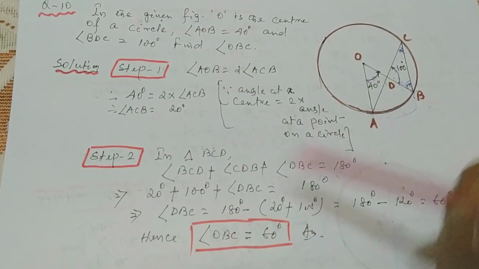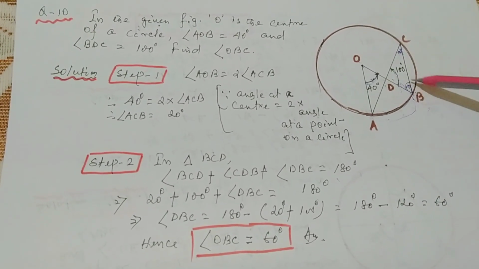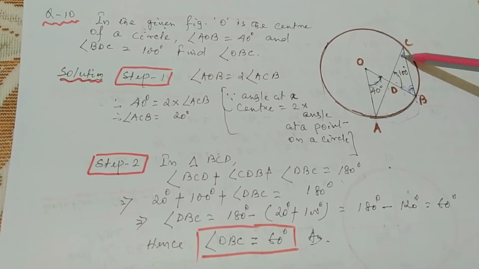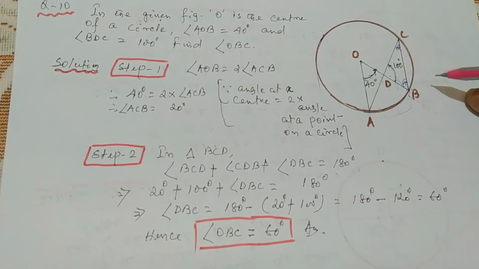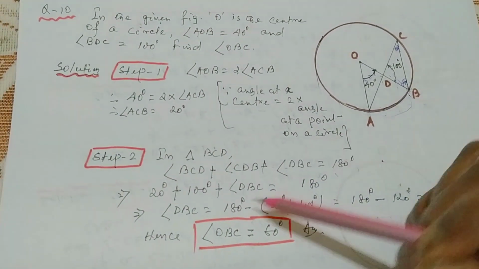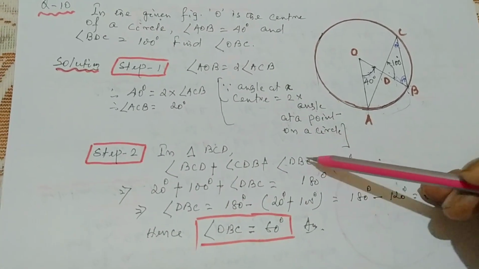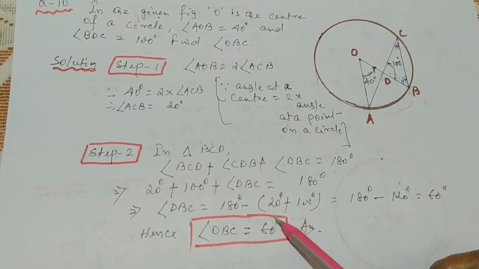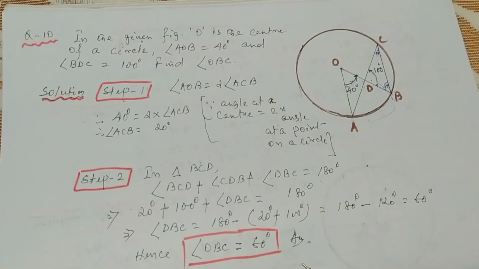Step 2. In triangle BCD, in this triangle angle BDC is 100 degree. Angle BCD is equal to 20 degree. Already we have calculated. And angle DBC, that we have to calculate. The sum of these three angles is equal to 180. Value of this angle is 20 degree. Value of this angle is equal to 100. So now angle DBC is equal to 180 minus sum of these two angles, that is equal to 60 degree. This is the answer.